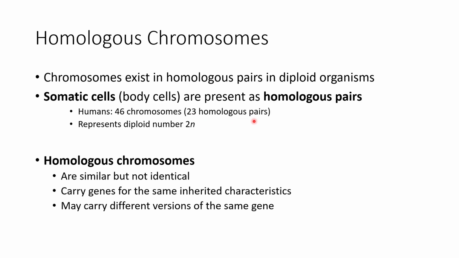And our diploid number, so the total number of chromosomes, would be 2n, where n is the number of chromosome pairs. So 2 times 23 equals 46. So we have 46 chromosomes in each cell. Now, homologous chromosomes are similar to each other, but they are not identical.